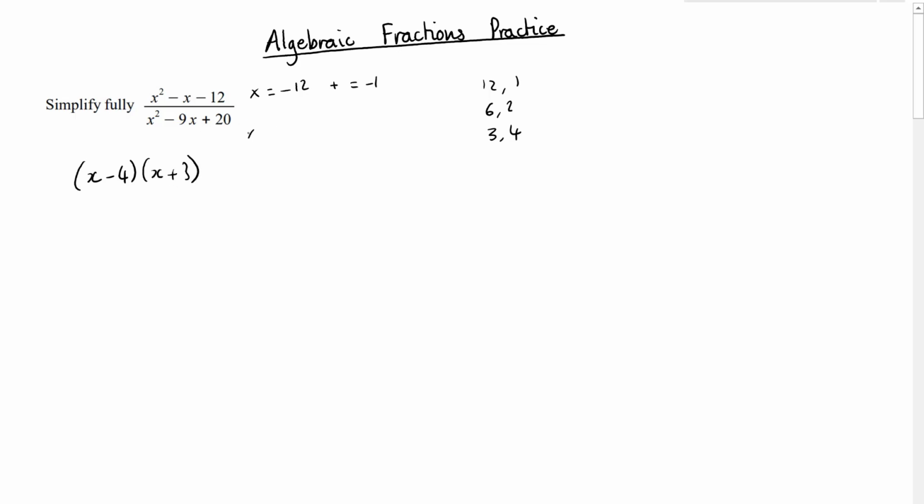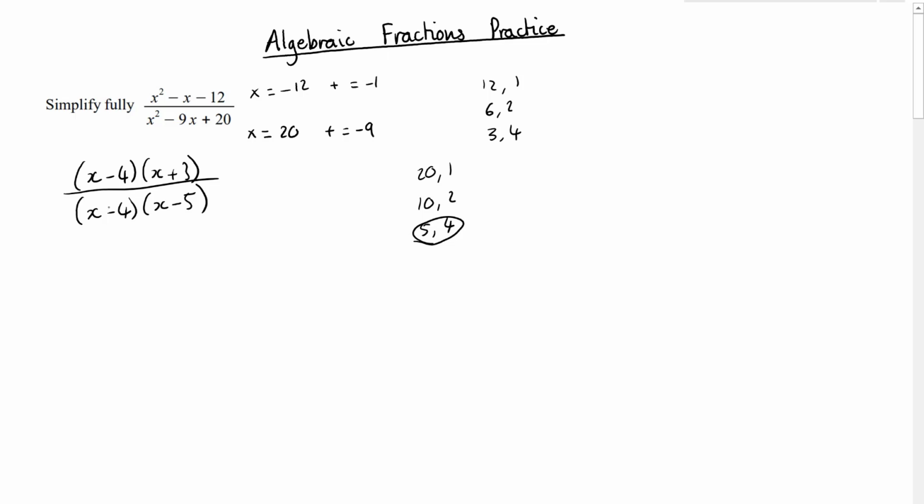And then on the bottom, we're looking for two numbers that multiply to give 20, add to give minus 9. Again, if this gets a little bit too difficult, you can go through maybe 20 times 1, maybe 10 times 2, maybe 5 times 4, and you'll see that 5 plus 4 is going to give you 9. So if you want negative 9, you're going to have negative 5 and negative 4. So that's going to become x minus 4, x minus 5.